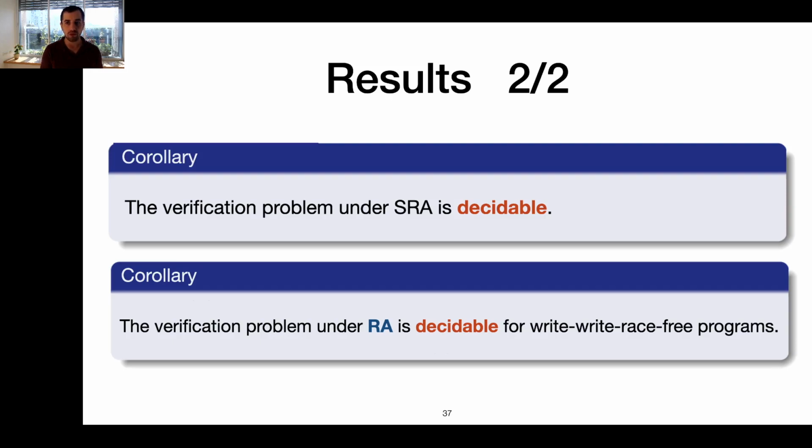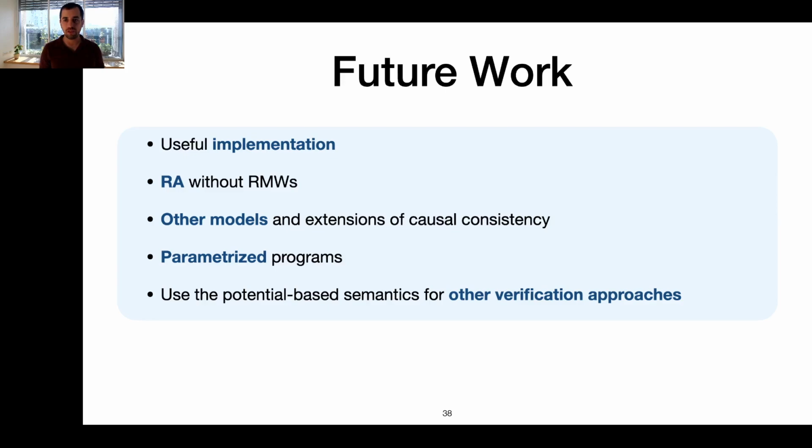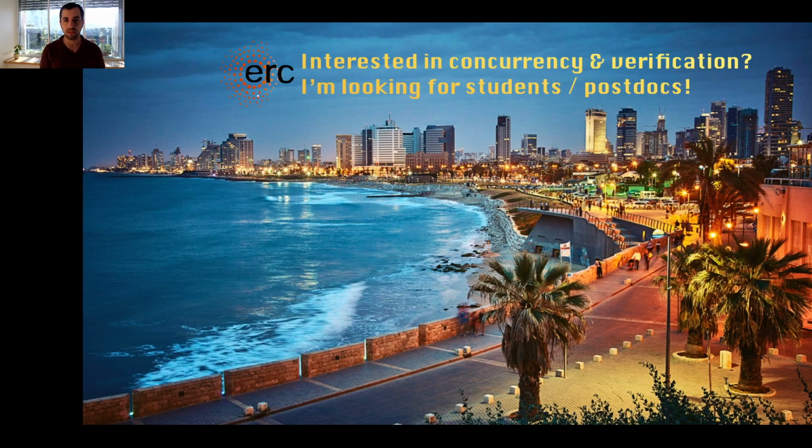And as I mentioned before, for programs that are write race free, we obtain the decidability of verification under a slightly weaker model of C11, the RA model. Without this write race free condition, this problem is undecidable for RA. We have several directions for future work, starting from an implementation and including several more theoretical questions. We are also trying to use the potential-based semantics in other verification approaches, like program logics and abstract interpretation.